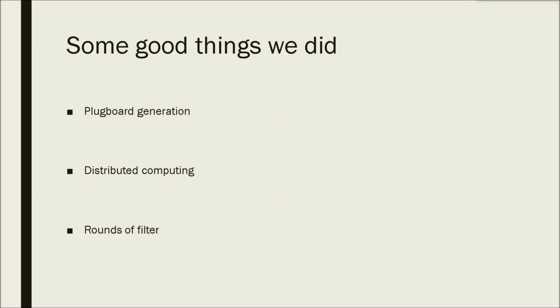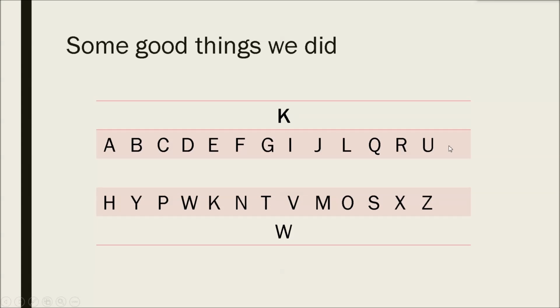All right, so some good things that we did, although it wasn't good enough to help us succeed, was the plugboard generation method. So imagine a scenario where K encrypts to W. Right, so our given ciphertext at the position that we expected to be K was a W. So how can this happen? Well, K can be staggered to A, and A encrypts to H.